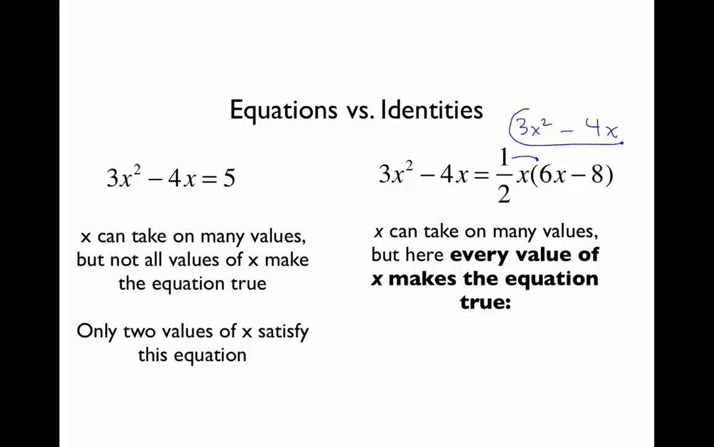So the right-hand side is identical. It's just in disguise, but it's identical to the left-hand side. So identical, identity, right? Meaning that now any value of x that you put in this will be true. It will make that thing true. Okay? So identity comes from the idea that the 2 sides of the equation are identical, and therefore any value of x that you put in makes it true.